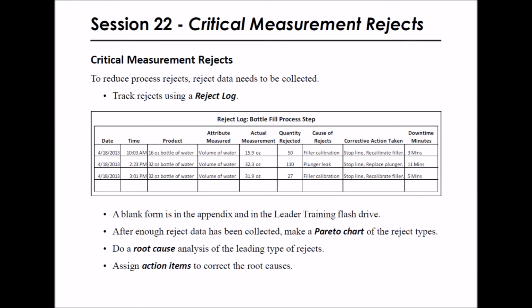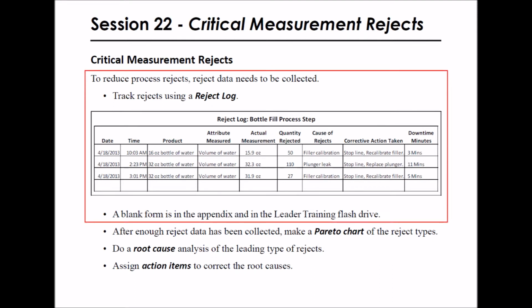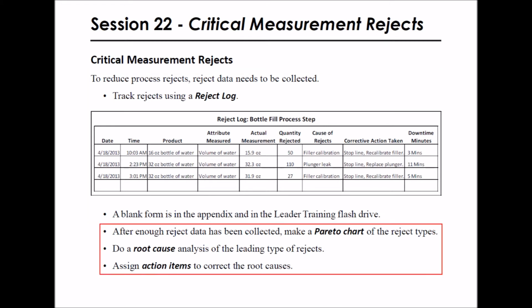When critical measurements are in effect, there will be outputs that fall outside of the acceptable range and will be rejected. To reduce process rejects, reject data needs to be collected. Track rejects using a reject log. There's a blank form in the operator workbook and on the leader flash drive.